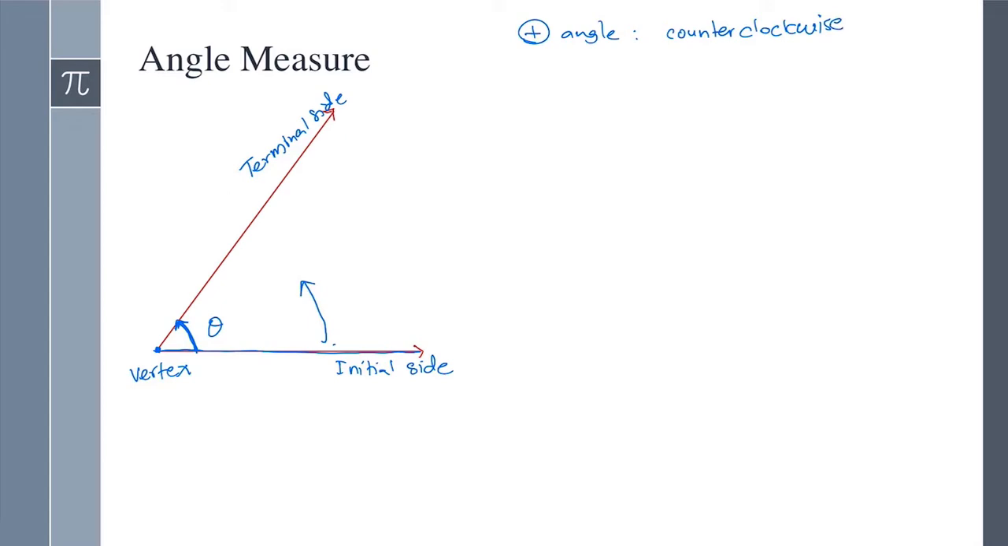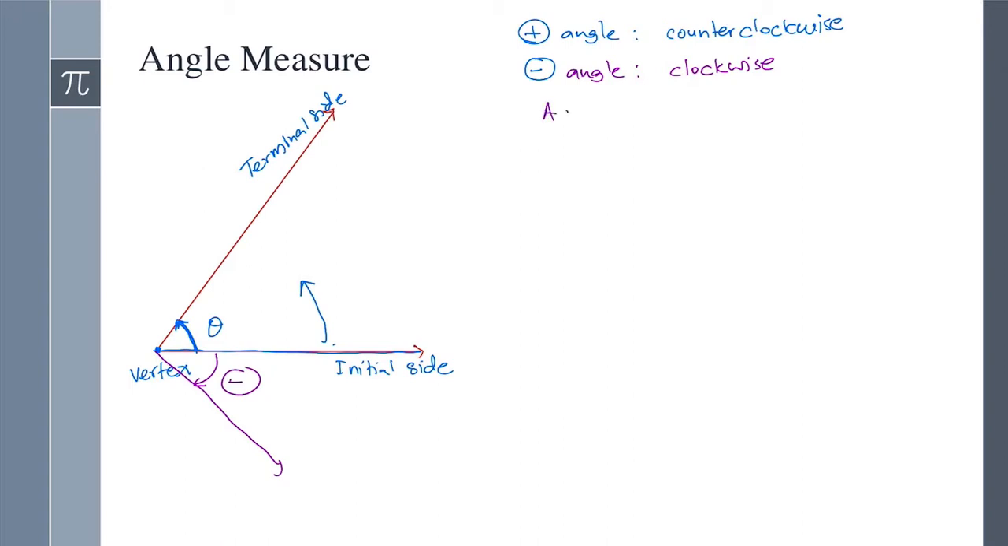And then an angle is measured as a negative angle if, for example, this is the initial side, and we rotate in this direction and make an angle here. So this is a negative angle. We will have a negative angle if we rotate that ray in the clockwise direction. So if we measure it from the clockwise direction, then the angle is negative.